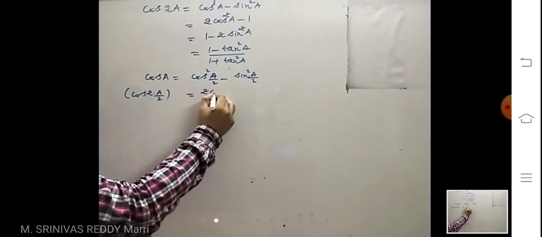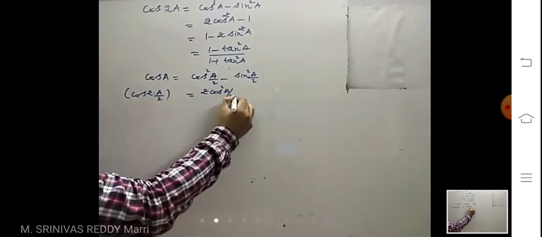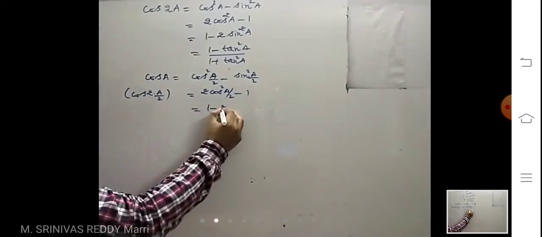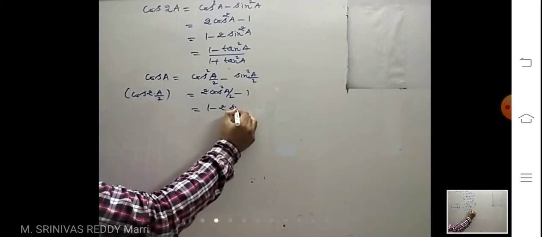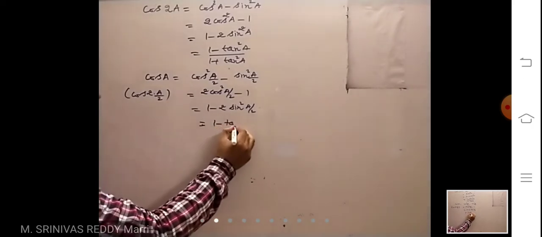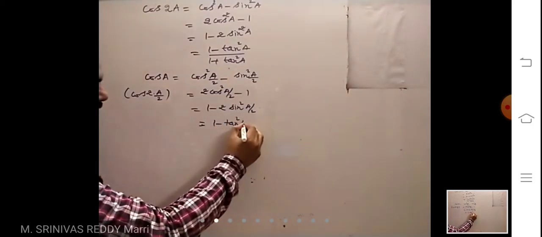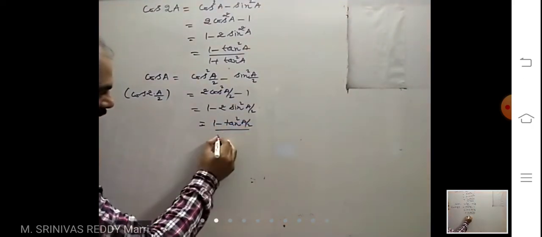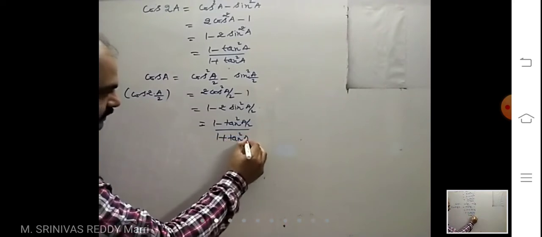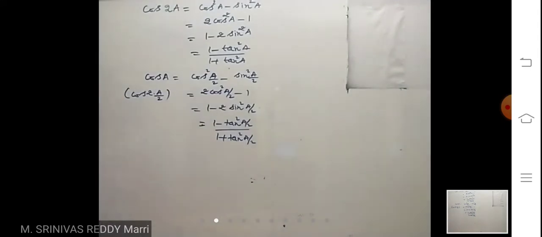So in terms of only cos, how can you write it? 2 cos square A by 2 minus 1. In terms of only sine, it is 1 minus 2 sine square A by 2. In terms of tan, it is 1 minus tan square A by 2 divided by 1 plus tan square A by 2.